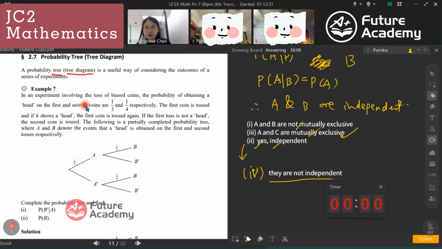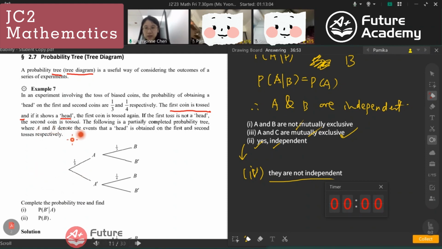In an experiment involving the toss of biased coins, the probability of obtaining a head is 1/3 for the first coin and 1/4 for the second coin respectively. Okay, so the first coin is tossed, and if it shows a head, then the first coin is tossed again. If the first coin tossed is not a head, which is a tail, then the second coin is tossed instead.